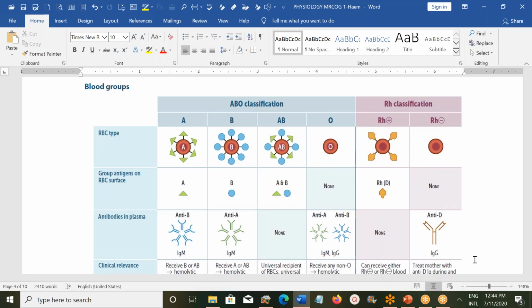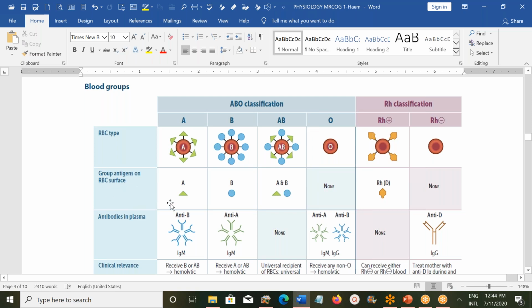Anti-A and anti-B antibodies are IgM, and they can cause severe intravascular hemolysis if incompatible blood has been transfused. Let me summarize. This is the RBC type, group A. That is the configuration, the shape of how the antigens are present. Group B has this type of antigen, then AB has both group A and group B antigens. And this one has no antigens at all.